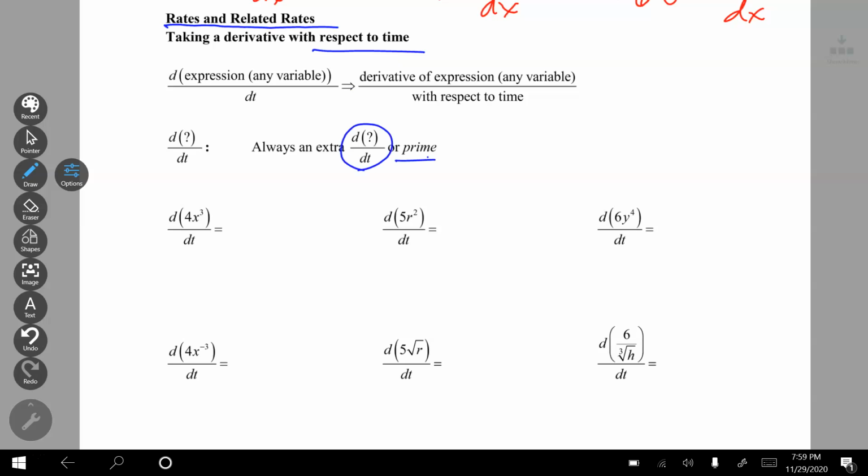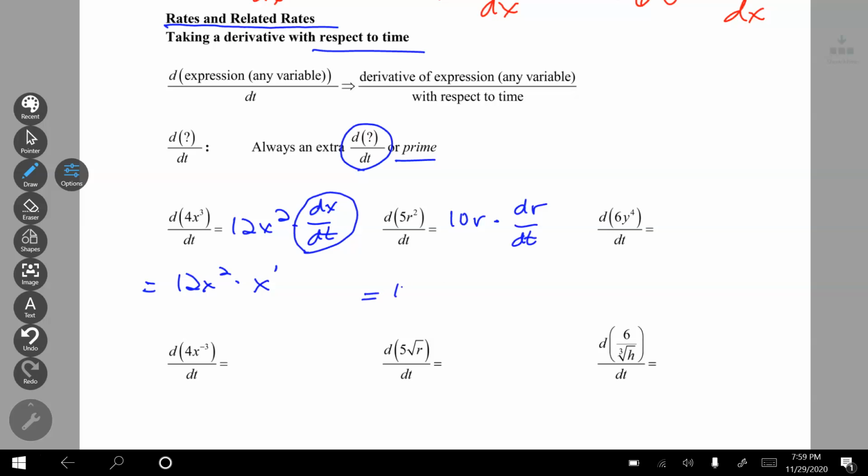So we're always adding that extra thing to it. So this one would be not just 12x squared, but we'd have to put in an extra dx/dt because we're asking about the rate of change of x with respect to time. Or shorthand, we could do 12x squared times x prime. This would be 10r times dr/dt, or 10r times r prime, because this is dealing with the rate of change of the r, let's say radius, with time.